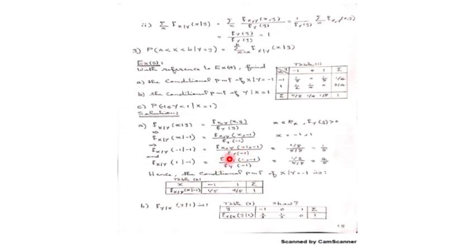This term here, f of -1, -1, is what you get from the joint. This is the joint probability mass function. So if x is -1 and y is -1, then the probability mass function is what? It is 1 over 8.